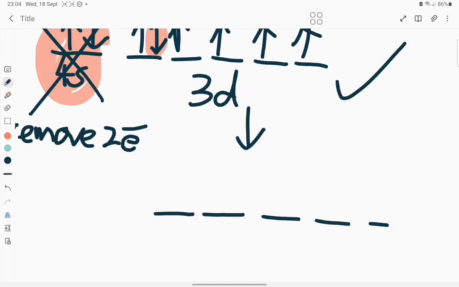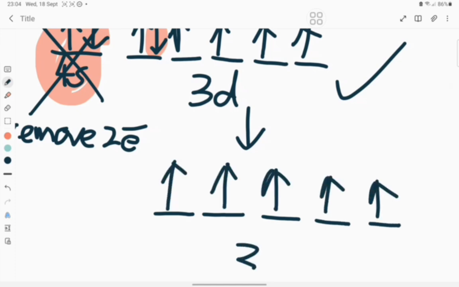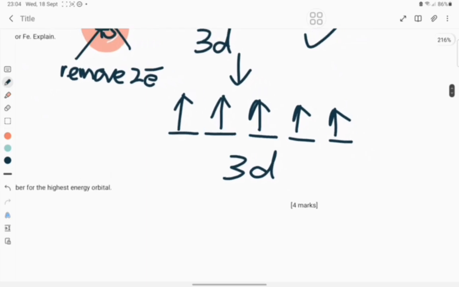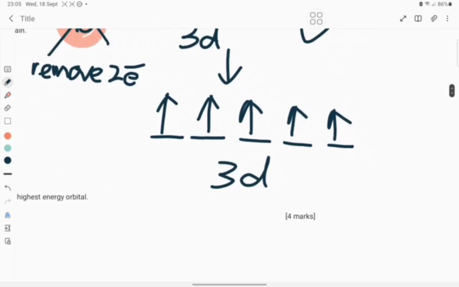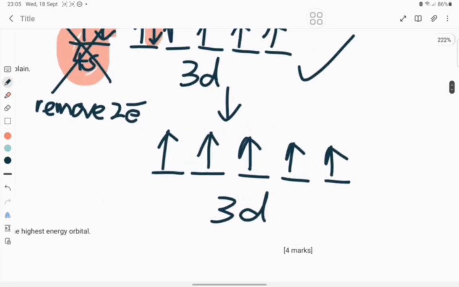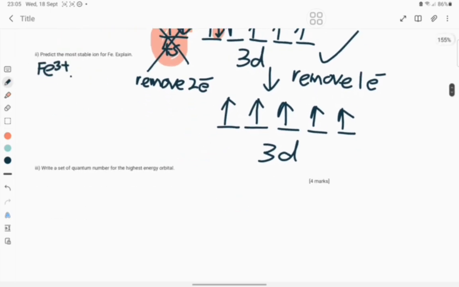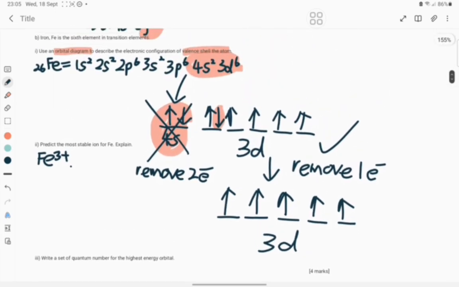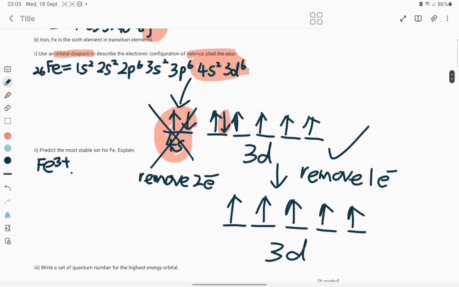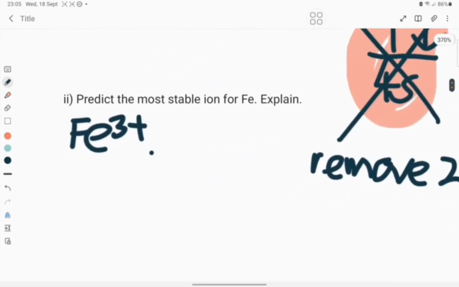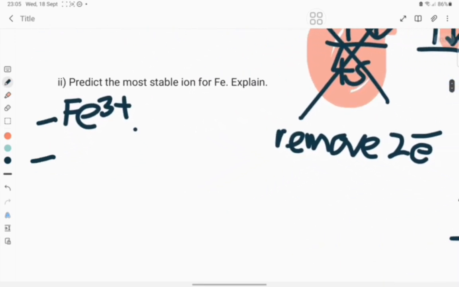When we remove this electron, it actually forms like this: 1, 2, 3, 4, 5 in the 3d. So this is actually a half-filled 3d orbital and it has extra stability. Therefore, we remove in total, here remove 1, right? Total will remove 3 electrons. That's why it forms Fe3+. Okay, so the answer will be like this. Fe3+, 1 mark.